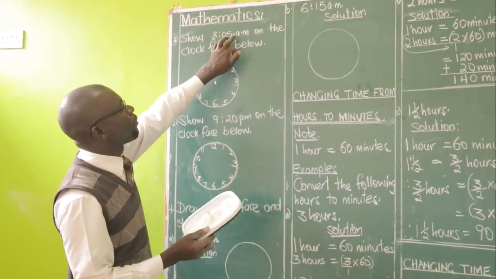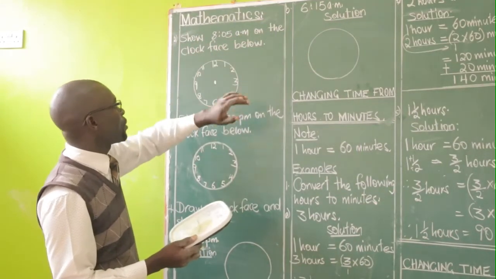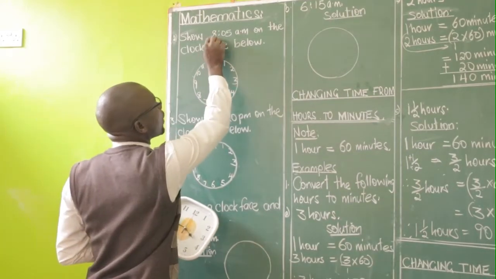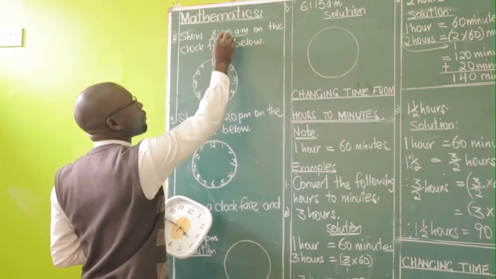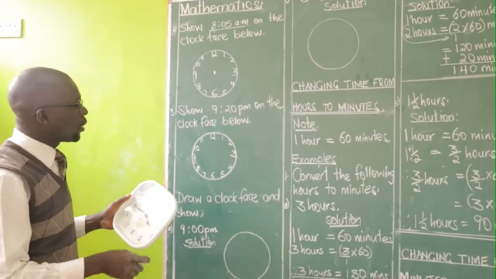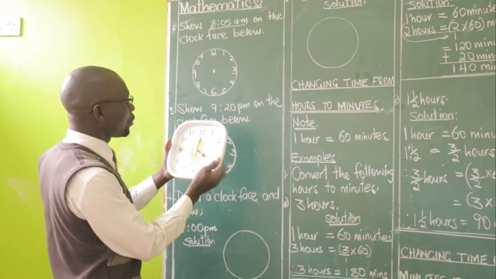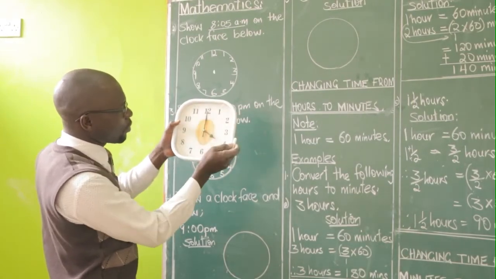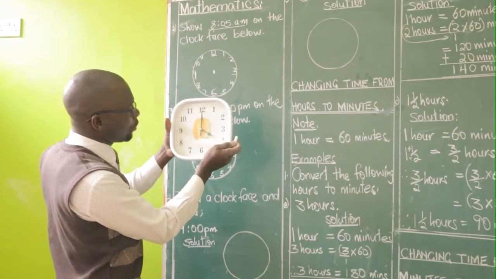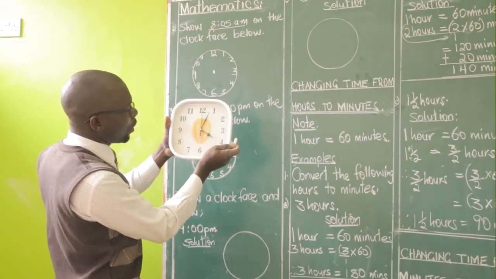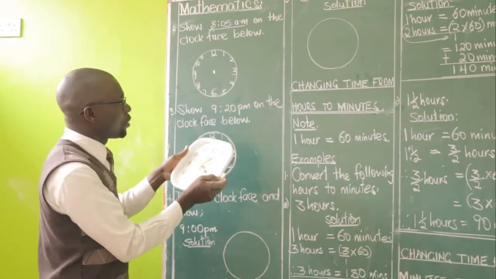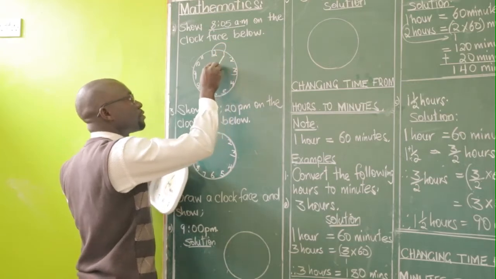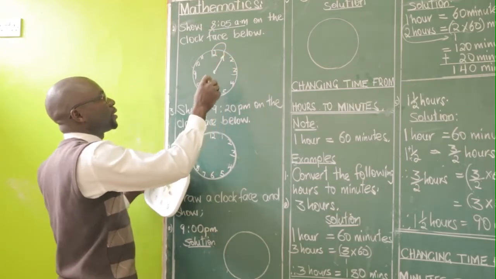Show 8:05 a.m. on the clock face below. So this is our clock face, and this is 8:05. That's 5 minutes past 8. I told you we have to count from 12, and we count 5 minutes. These dots that you are seeing there, those are the minutes. So we count 5, and the minute hand will point at 1. So we are going to say this is 5. That is 5 past 8.